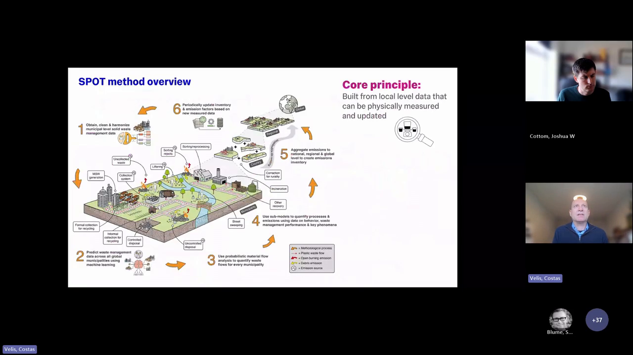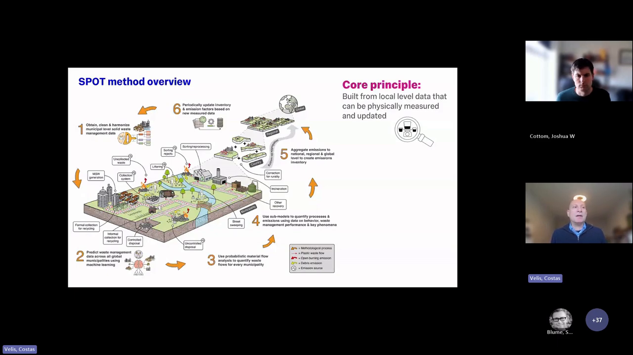That's the way that is quantified. So how does this work? As Stefan nicely explained, this is about tools and methodologies today that cover the global, if you like, picture, an overview of what happens across the world, and SPOT can give us that, but it has the added benefit that it starts with local data.